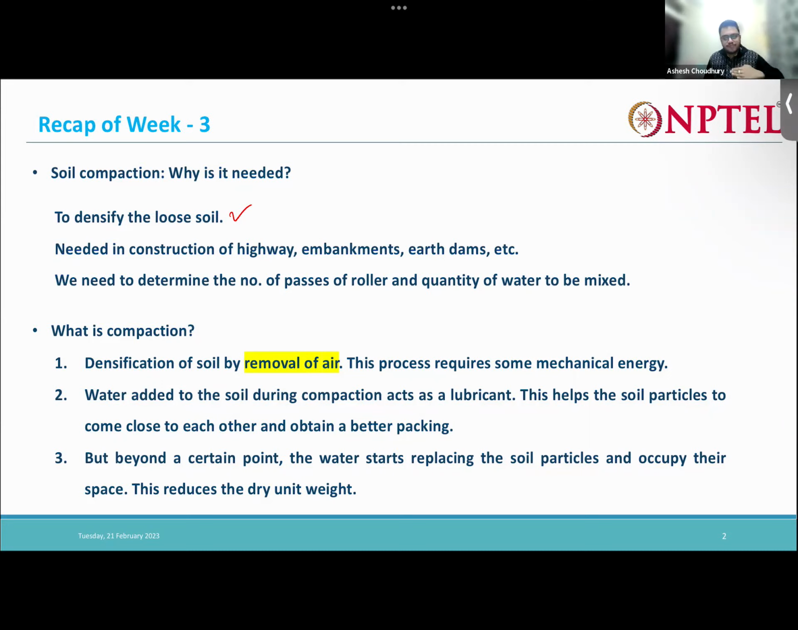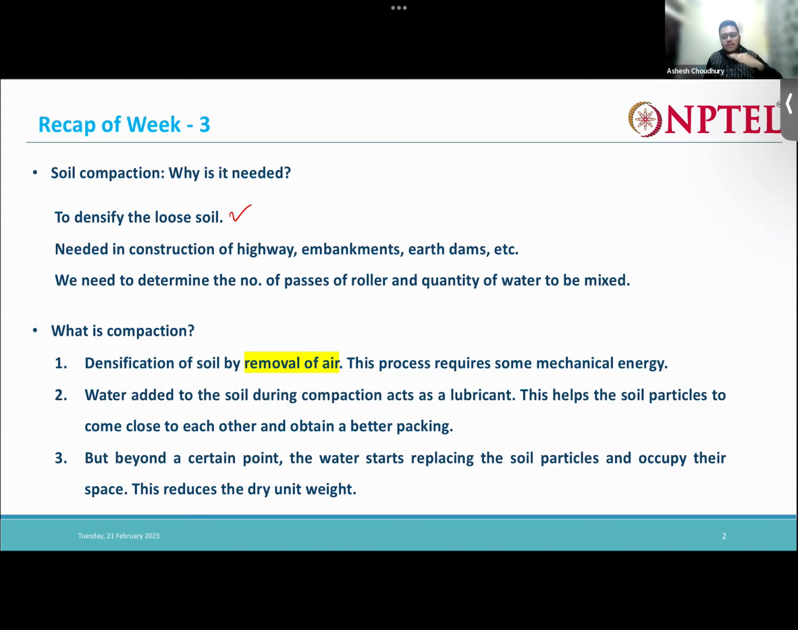For compaction, generally in the field, we use rollers, right? We have seen some big vehicles which have drum-like things as their wheels. Those actually compact, densify the soil. We have one target density which we need to achieve, so to achieve that target density, the roller needs to make a certain fixed number of passes.